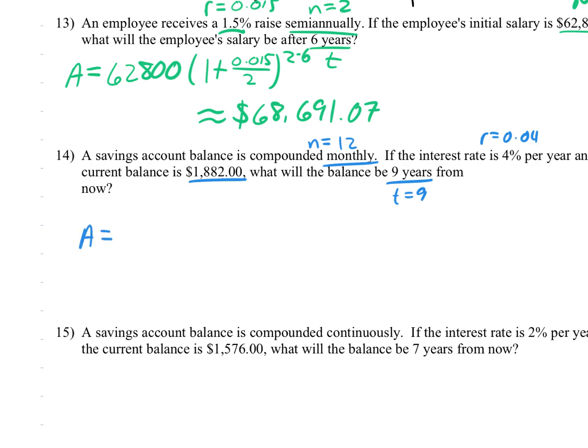So I'm going to plug this into my formula. 1,882 times 1 plus 0.04 over 12, to the power of 12 times 9. And then once again, from here, it's just plugging it into your calculator.